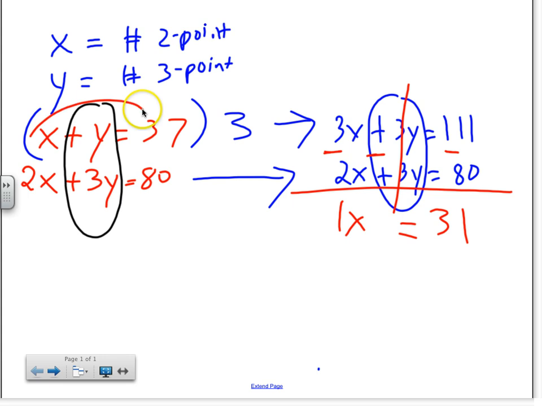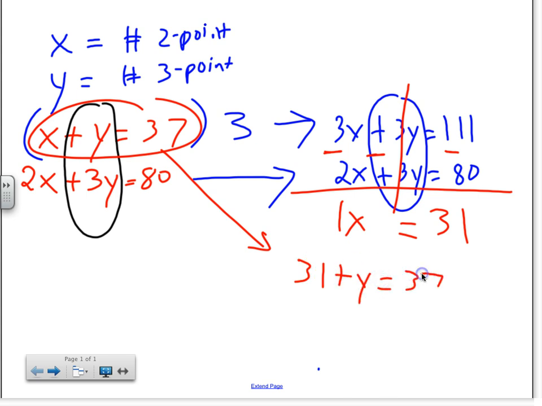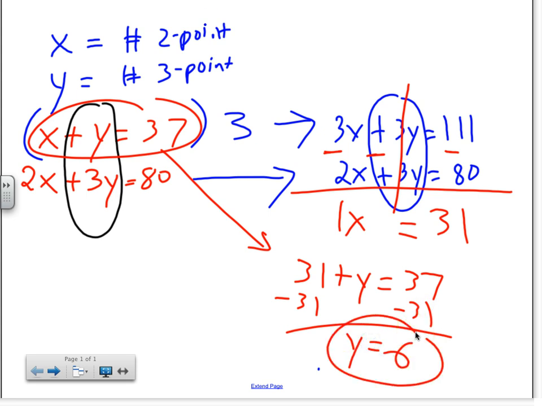Well, technically, you can actually use this one again. Plug the 31 back into x, right? So that means you get 31 plus y equals 37. And as you can see, if you solve for it, you end up with y equals 6 shots. So y represents the 3-pointers, and there you have it.